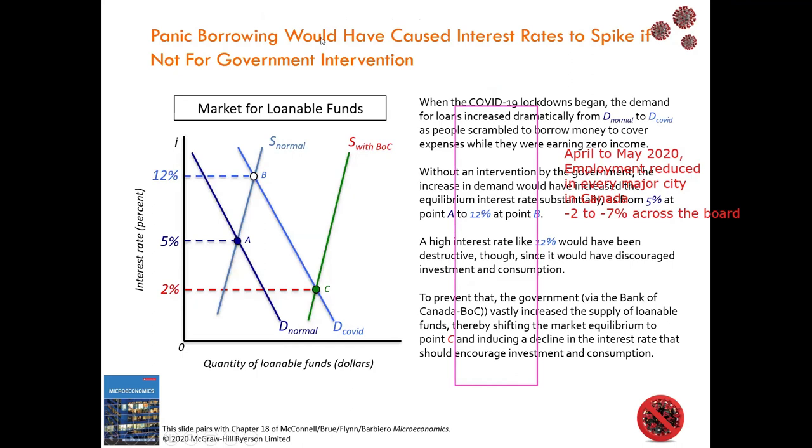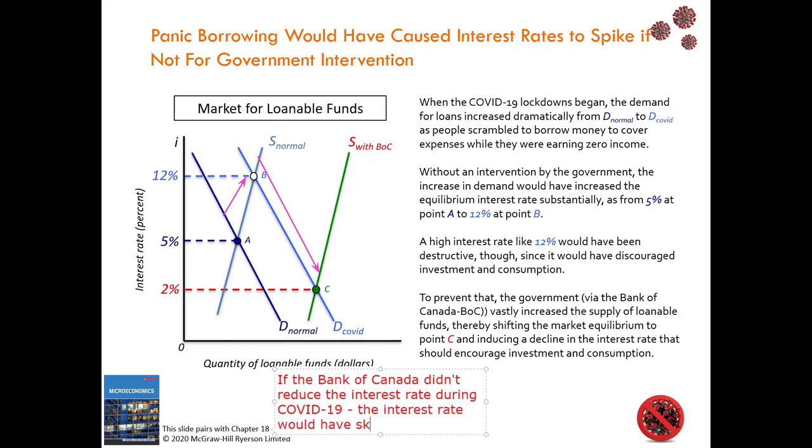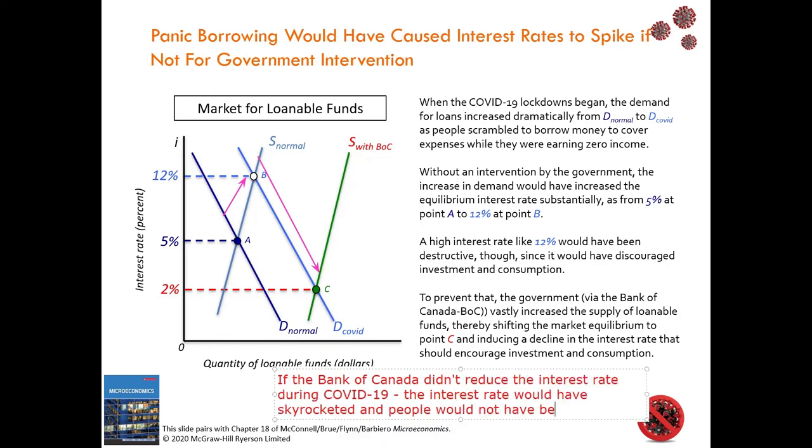And then the government intervened to reduce interest rates. It was important they did this because if they didn't, the interest rate would have gone up to here. So they had to intervene to bring down the interest rate. So if the Bank of Canada didn't reduce the interest rate during COVID-19, the interest rate would have skyrocketed. And people would not have been able to borrow. So that would have been a big issue. So the Bank of Canada had to reduce interest rates to allow people to borrow to grow the economy.